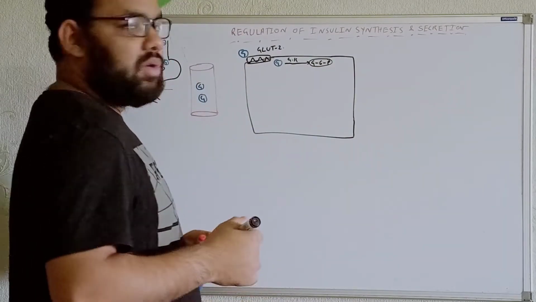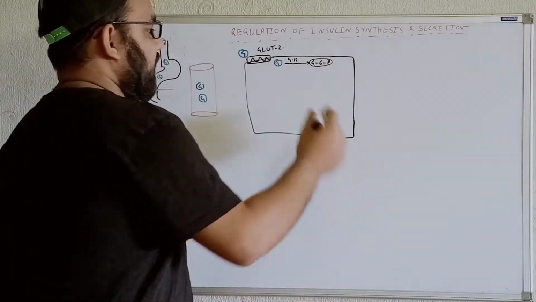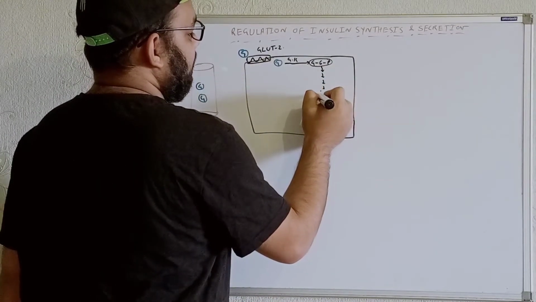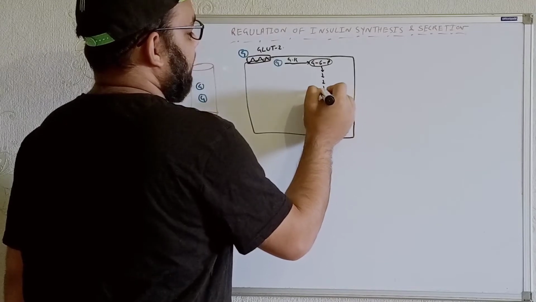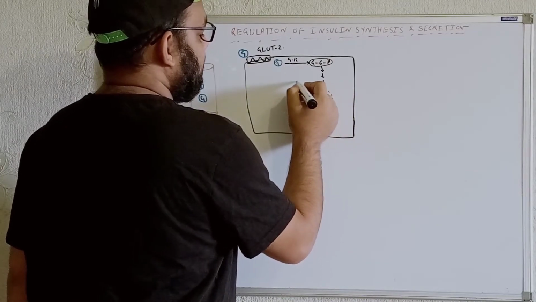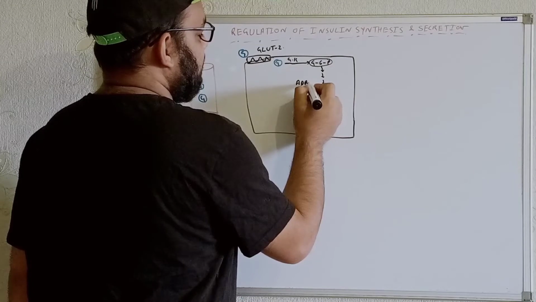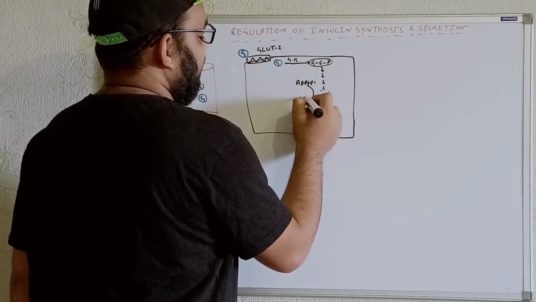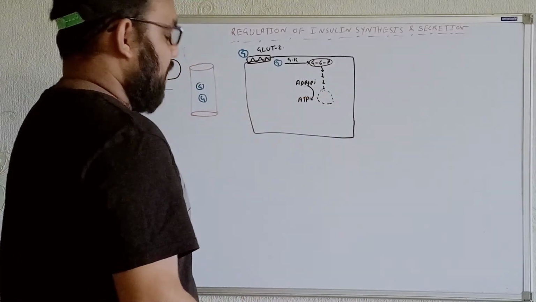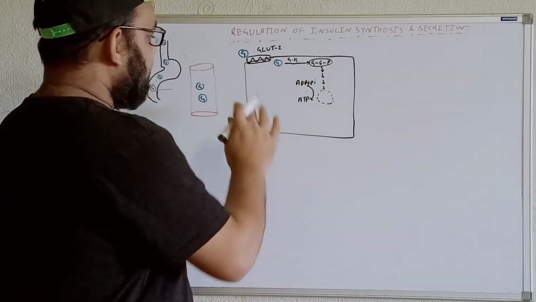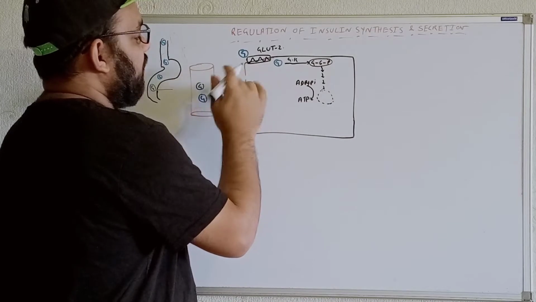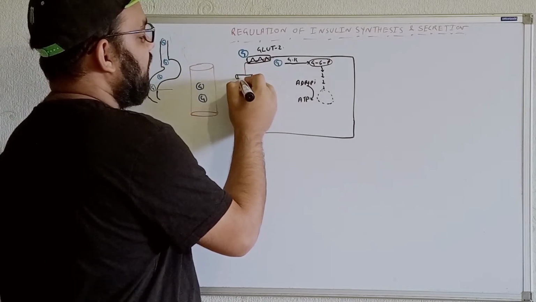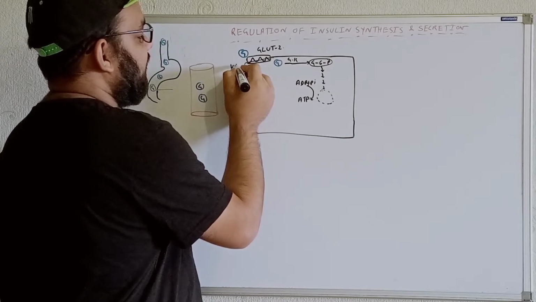The next process, as you know from basic biochemistry, is that we will get the production of ATP by the TCA cycle and the glycolysis process, where we get the conversion of ADP plus phosphate into ATP. This is the normal thing we know from basic knowledge. Now see, there is one type of leaky potassium channel within the pancreatic beta cells.